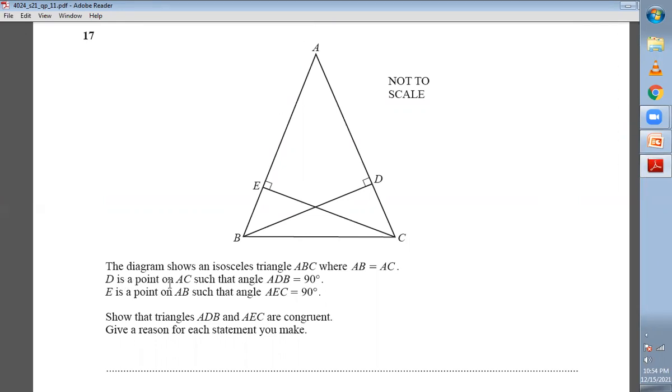And then he says the D is a point. So this whole angle, and this whole angle will also be equal to each other. He says the diagram shows D is a point on the AC such that the angle ADB is 90 degrees. The angle AEC is also 90 degrees. Show that the triangle ADB and the triangle AEC are congruent to each other. So give a reason for each statement you make.